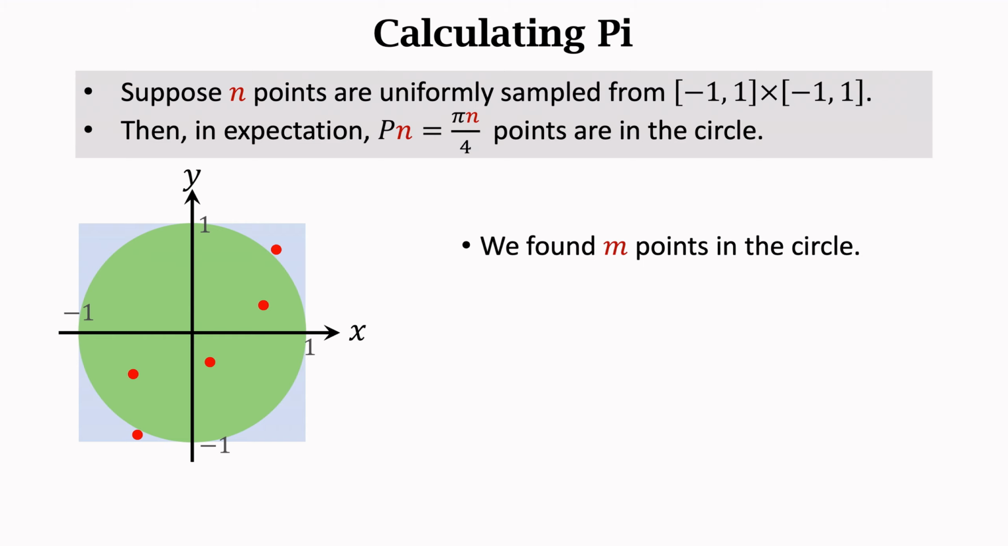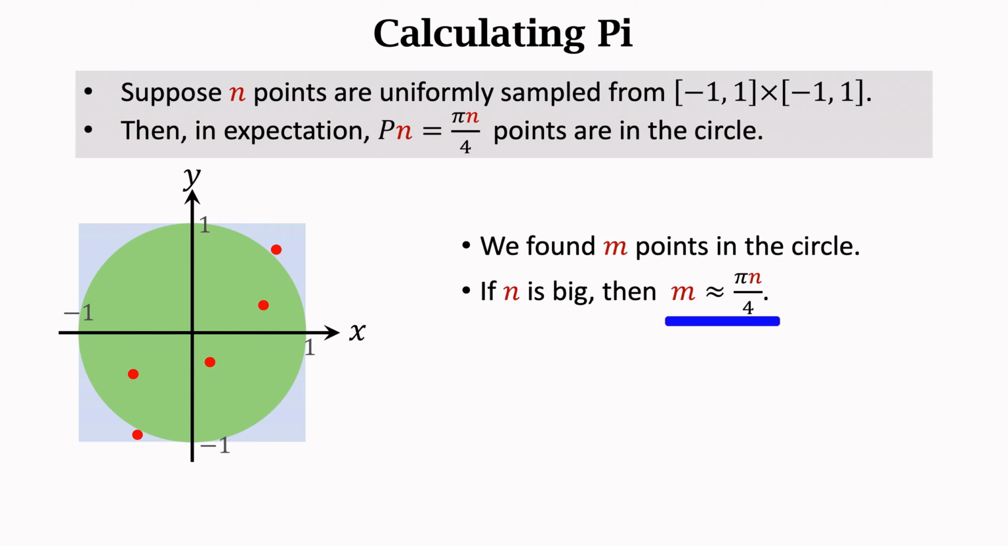We have sampled n points uniformly at random. After completing the simulation, we found that there are m points in the circle. If n is big, then the actual observation m should be close to the expectation pi n over 4. Note that pi n over 4 is the expectation, while m is the actual observation. The two are usually different. They are close if n is big.